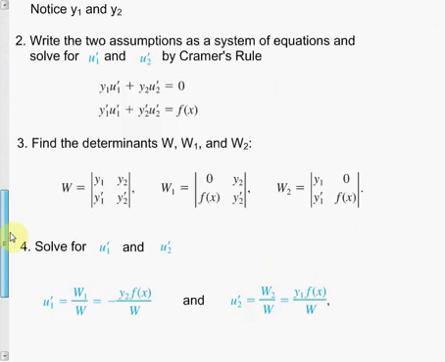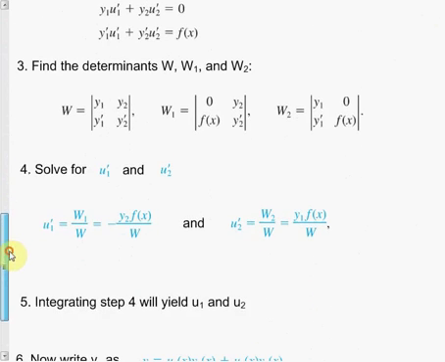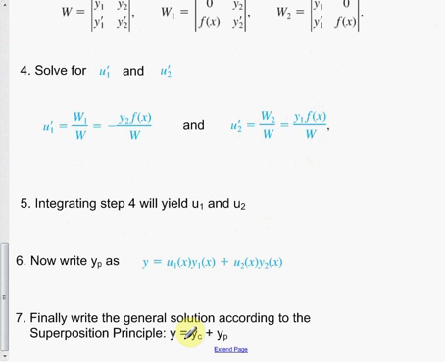Okay. So now, write y sub p. What is y sub p? Let's go back up again. We assume here that y sub p is of the form u sub 1 times y sub 1 plus u sub 2 times y sub 2. So once you end up with step 4 and you integrate step 4 for step 5, that would yield the u sub 1 and the u sub 2, then you can write your y sub p. And then finally you use the superposition principle to write the solution. That is, y is equal to the complementary solution plus the particular solution. Well, let's look at a problem, and I think you'll better understand these steps. I go through these steps as we work the problem.